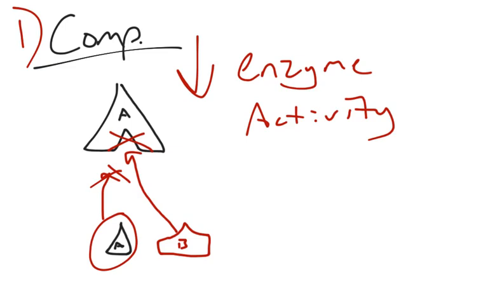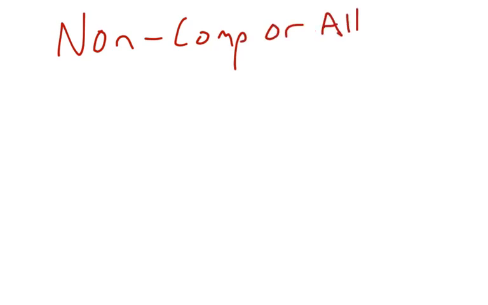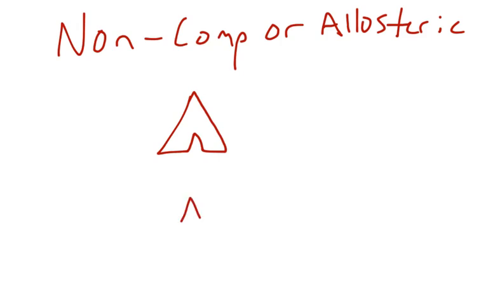Let's talk about one other way, which is the non-competitive or allosteric regulation. And instead of binding at the active site, so we're still dealing with enzyme A here, what happens is, and let's say this is enzyme C, substrate C, sorry.